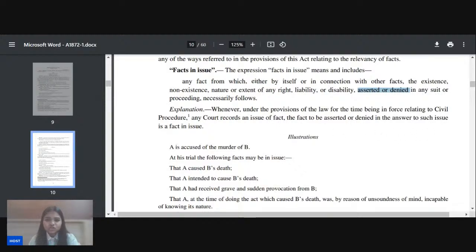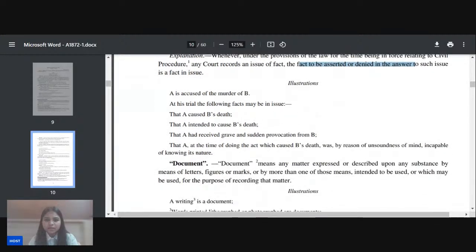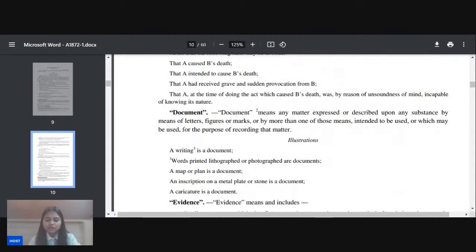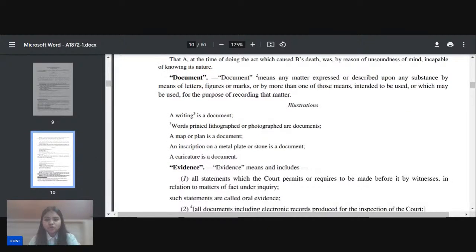And if it is relating to CPC, any court records an issue of fact, whatever is asserted or denied in the answer of such issue is a fact in issue. So whatever one person is asserting and the other person is denying is a fact in issue, right? See the illustration also. Come to the definition of document.